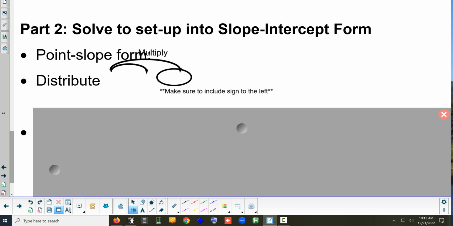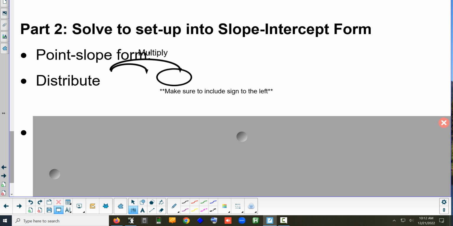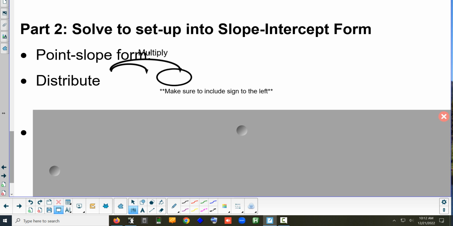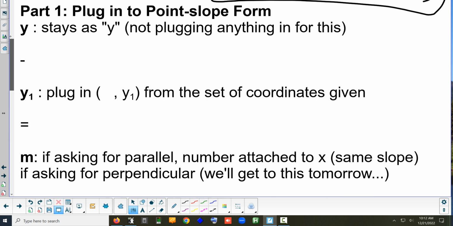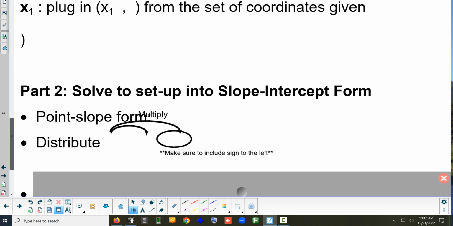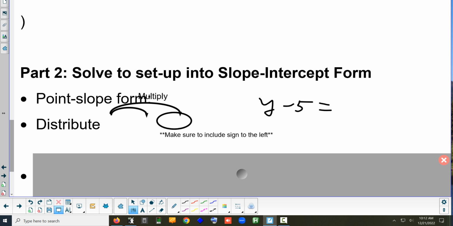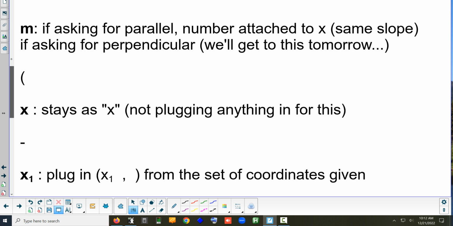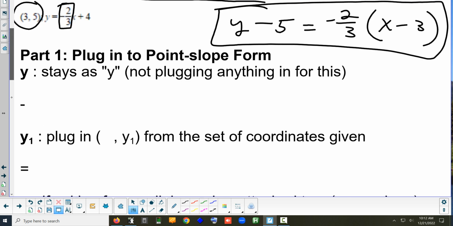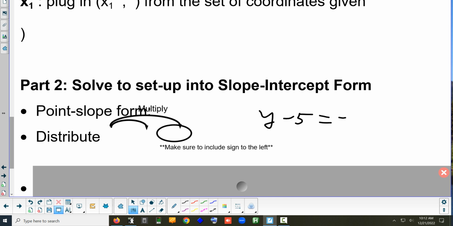So to change to slope intercept form, I think you have an extra bullet maybe on your page. You might not need all 3. So the first step is to distribute. So let's write down y minus 5. I'm just copying it down so I can remember what it was. Negative 2/3 x minus 3.